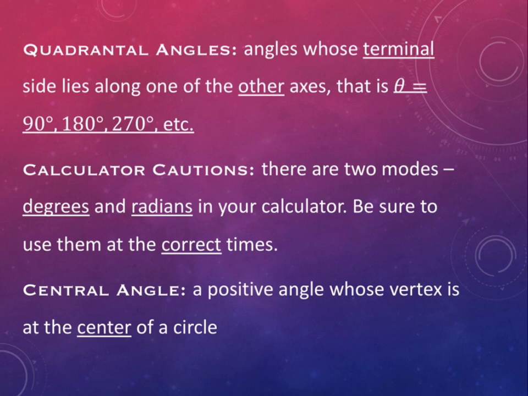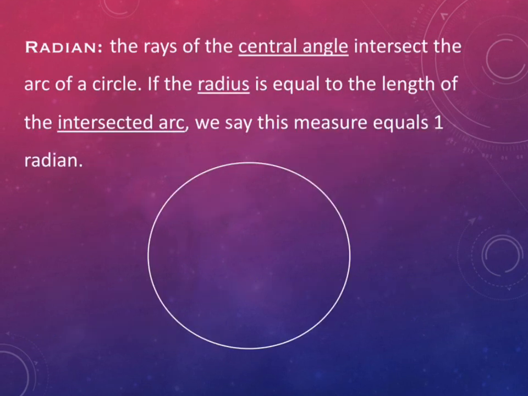We'll get to radians on the next slide. Central angle. A central angle is the positive angle whose vertex is at the center of a circle. So that's the definition for central angle. It's typically the angle in standard position that we keep talking about. Okay? So, radians then. A radian comes about when we talk about the rays of the central angle that intersect the arc of the circle.